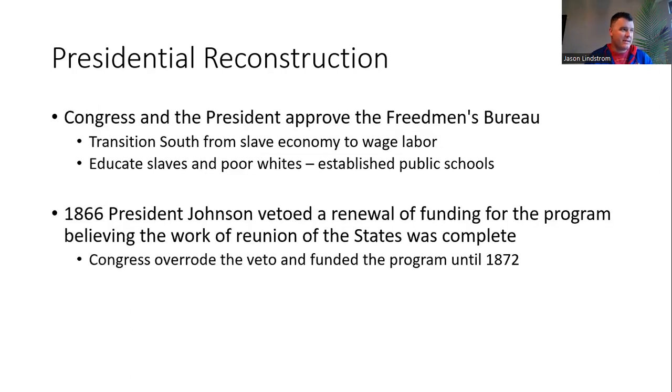And one of the problems in the South is the fact that you have 4 million people that have never been to school, that can't read, can't write, have limited marketable skills. And so Congress and the president approve something called the Freedmen's Bureau. They go into the South and they start the transition from slave labor to wage labor. They set up public schools.